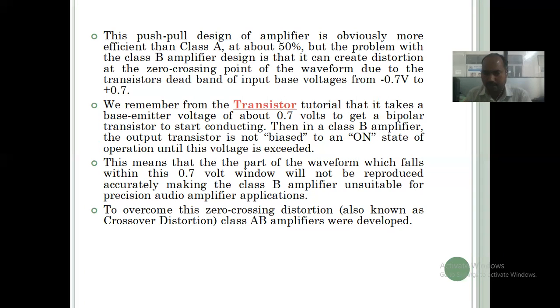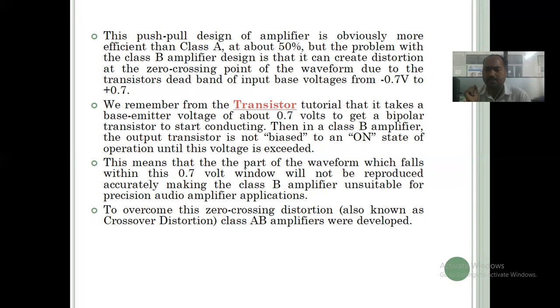We have seen the class A type of amplifier. When we design another type of amplifier, that is the class B amplifier, it overcomes some of the problems of the class A amplifier, right? Why do we design the class B type of amplifier? The reason is that in the class A amplifier, one transistor is used for the total 360 degrees, right? So the burden on the transistor is high, and it may be damaged within some days, right?